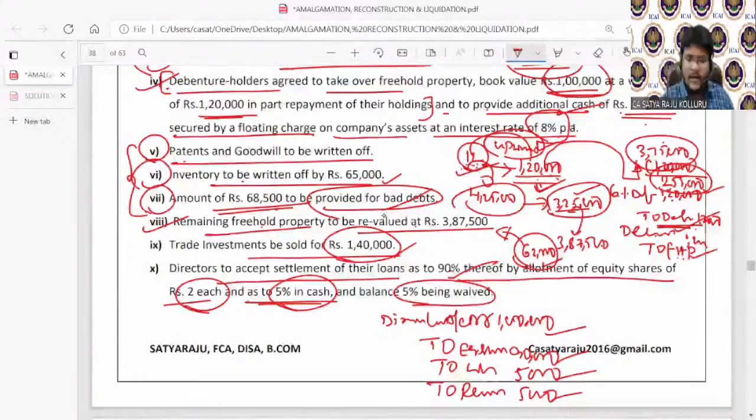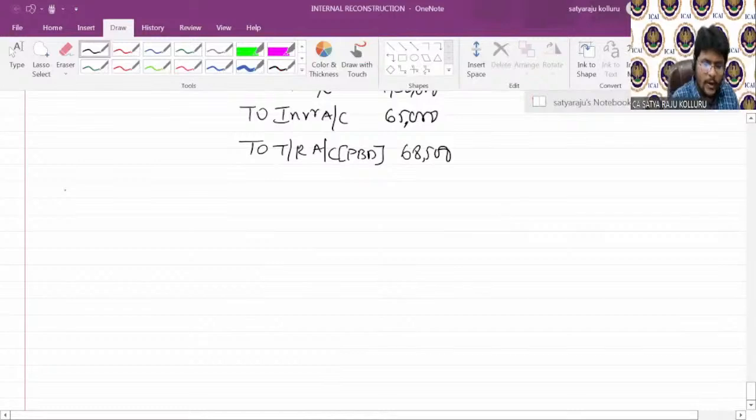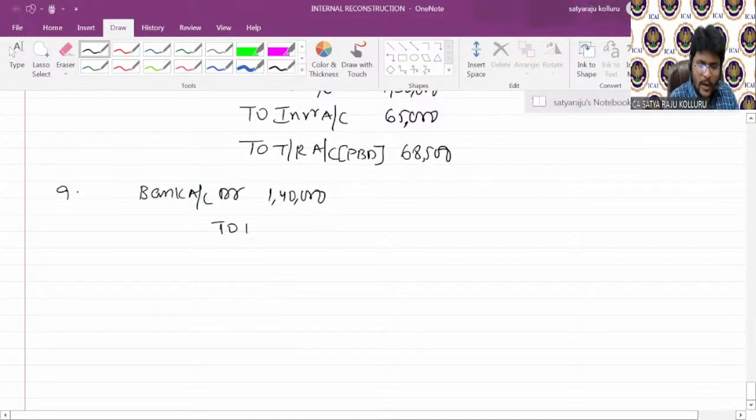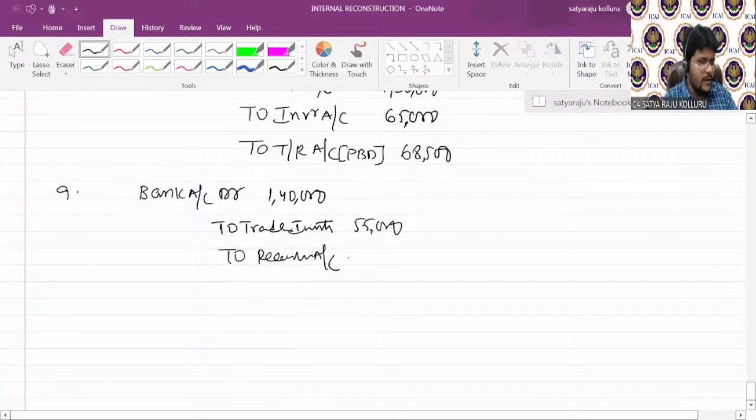Trade investment. Let us come to the trade investment which are sold for 1,40,000, right? All of you please come to point number 9. Bank account Dr, we are selling at 1,40,000, but the book value of the trade investments we saw earlier is 55,000. Profit you may transfer to reconstruction account. What is the difference? 1,40,000 minus 55,000, 85,000 you can transfer to the reconstruction account.